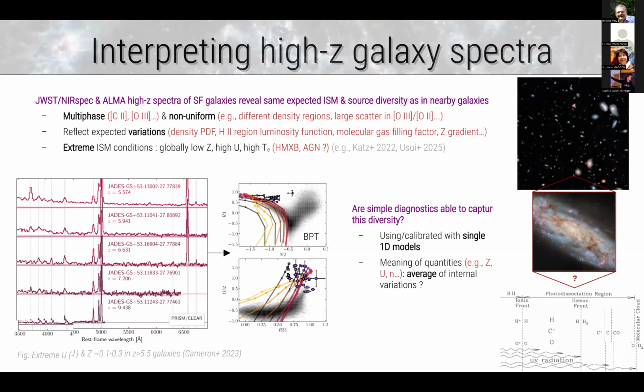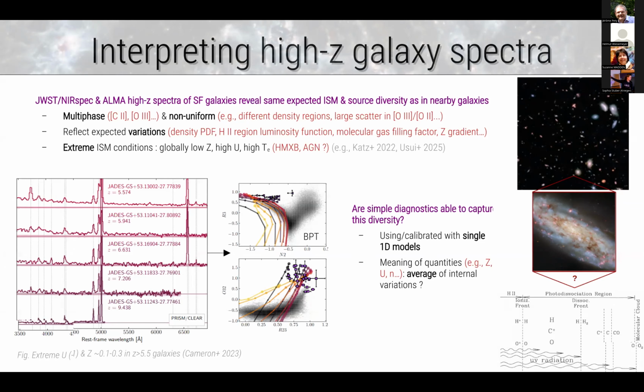Also, restrained optical emission lines like O3 and O2 reveal some kind of non-uniform physical conditions. And all of that just reflects expected variations that you have in galaxies. For instance, the density probability density function, H2 region luminosity functions, etc. What these observations also reveal, and this is shown here, it's part of the JD sample between redshift 5.5 and about 10. These are optical emission lines observed with JWST.